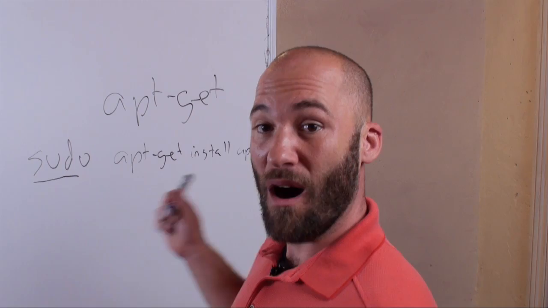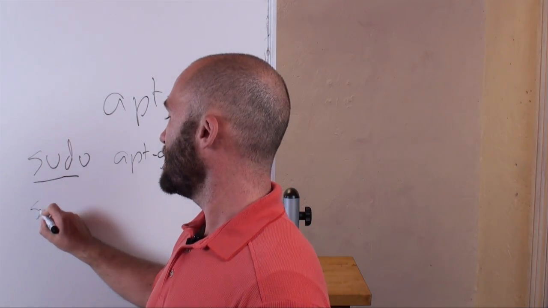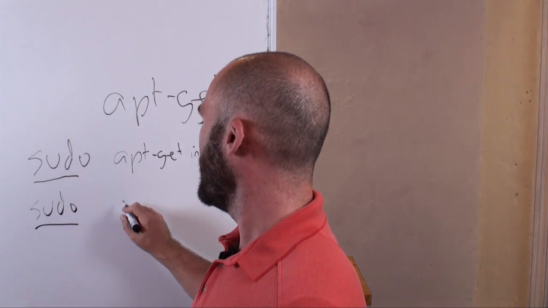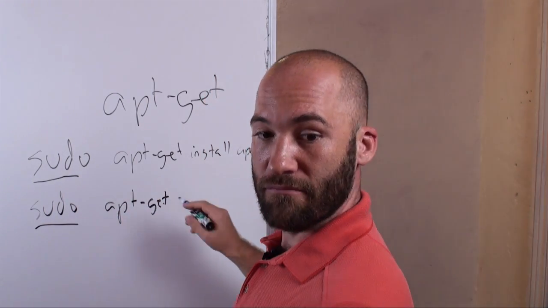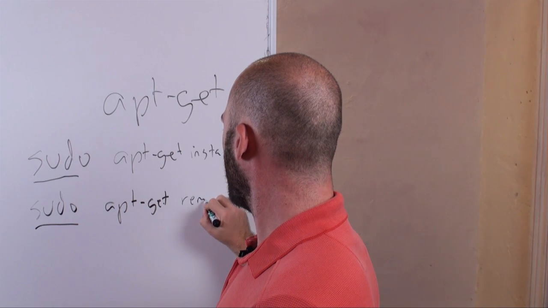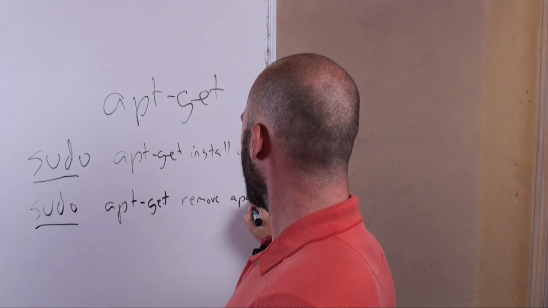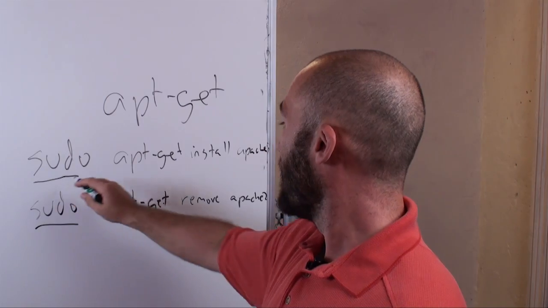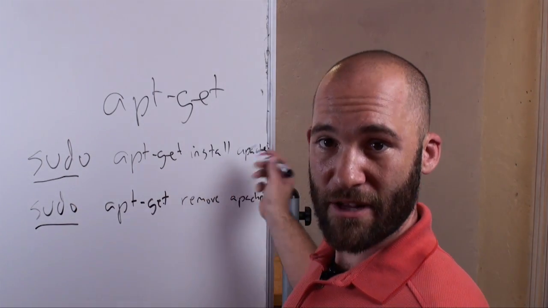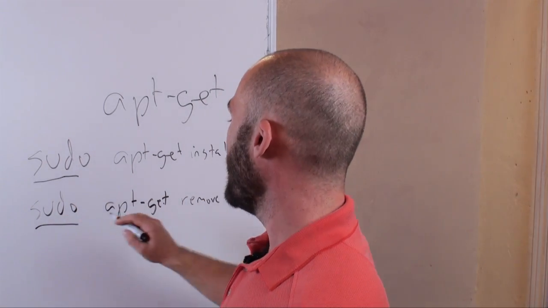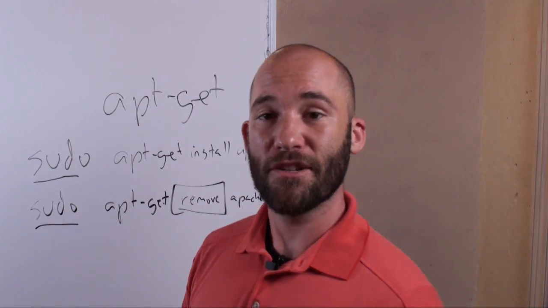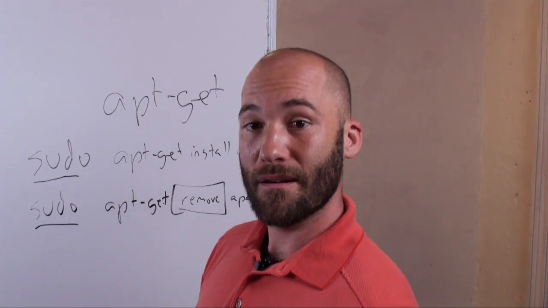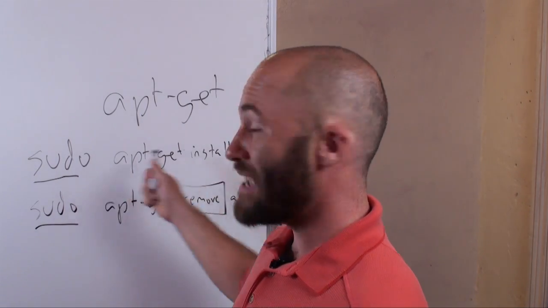Well, the command to uninstall Apache 2 is simply sudo, super user do, apt-get remove Apache 2. So sudo apt-get install Apache 2 installs Apache 2. Sudo apt-get remove uninstalls Apache 2. So it'll go in and it will uninstall Apache 2. It is that simple. This is how you install most of the software that you're going to need for your Linux server.